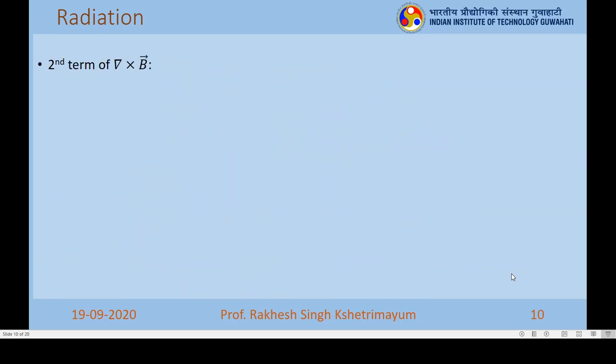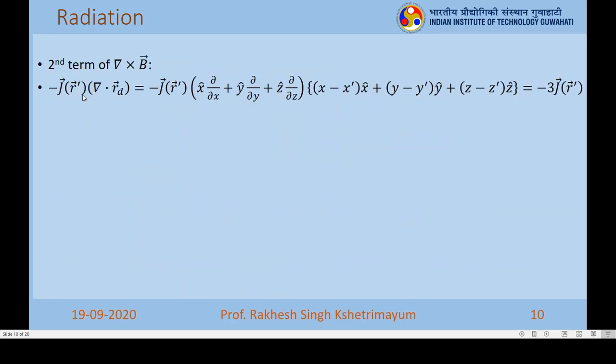Let's look at the second term. Second term is minus J del dot RD. What is del? Del is del by del x of x hat, del by del y of y hat, plus del by del z of z hat. What is RD? RD is the distance between the source and observation. So when this operates on this function here, you will get 3: this and this 1, this and this 2, this and this 3.